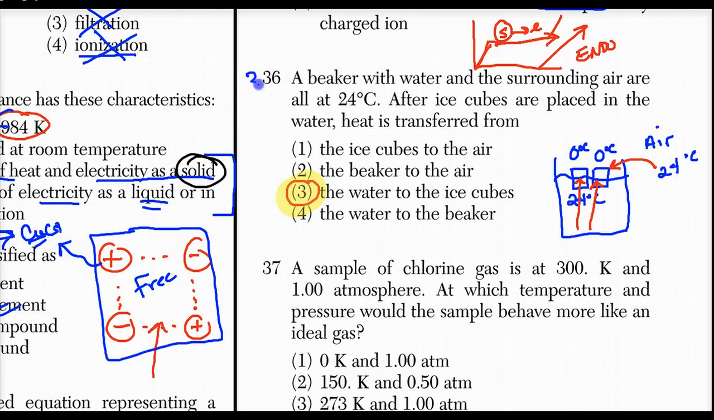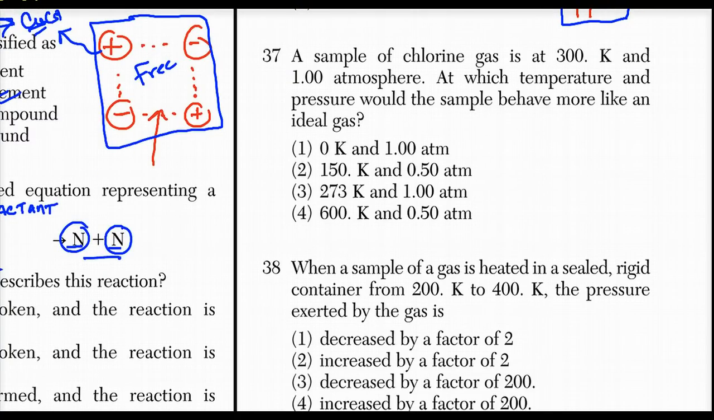Okay, 37. A sample of chlorine gas is at 300 Kelvin and at 1.0 atmosphere. At which temperature and pressure would the sample behave more like an ideal gas? Okay, an ideal gas is like an ideal student. An ideal student is so fixated on the teacher teaching that they have no attractions with their other students, right? They could have People Magazine's most beautiful person to the left and to the right of them, and they would not be attracted because they're so focused on the teacher.